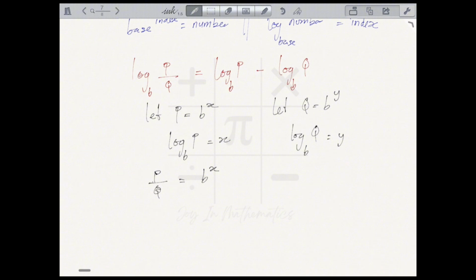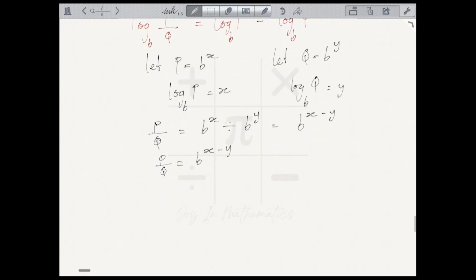So therefore, let's evaluate p divided by q. That's b raised to power x divided by b raised to power y. Now this brings us also to indices: same base b, different powers x and y, and the operator between them is division. So this brings us to the subtraction law in indices. If you're having issues, please refer to the indices video where we dealt with addition law, subtraction law, and the like. So this results into b raised to the power of x minus y. So we are saying that p divided by q is equal to b raised to the power of x minus y.